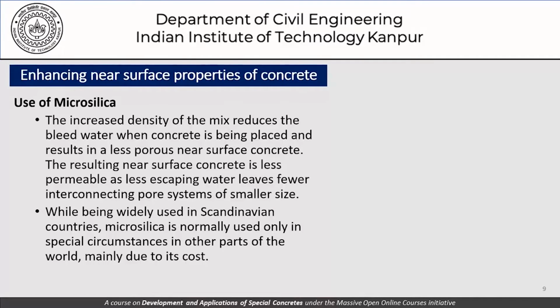While being used widely in Scandinavian countries, microsilica is normally used only in special circumstances in other parts of the world, mainly because of its cost. This again, of course, can be an assignment, and you can look at the cost of microsilica, the history of microsilica, and the kind of pluses and minuses which have been discussed in literature as far as the use of microsilica is concerned. I must also point out that microsilica addition in concrete has attracted a lot of attention, not only in terms of improving the properties of surface concrete, but also in the context of high strength concrete.